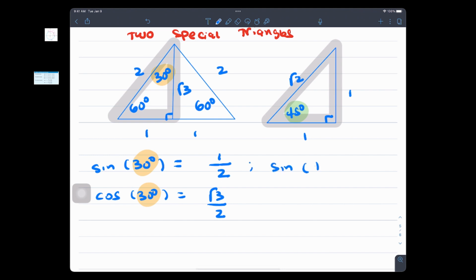What's sine of 45 degrees? What's the definition of sine again? Do you guys remember? Opposite over what? Hypotenuse. Okay. What's cosine of 45 degrees? Do you remember that one? That's also what? Adjacent over what? Hypotenuse.